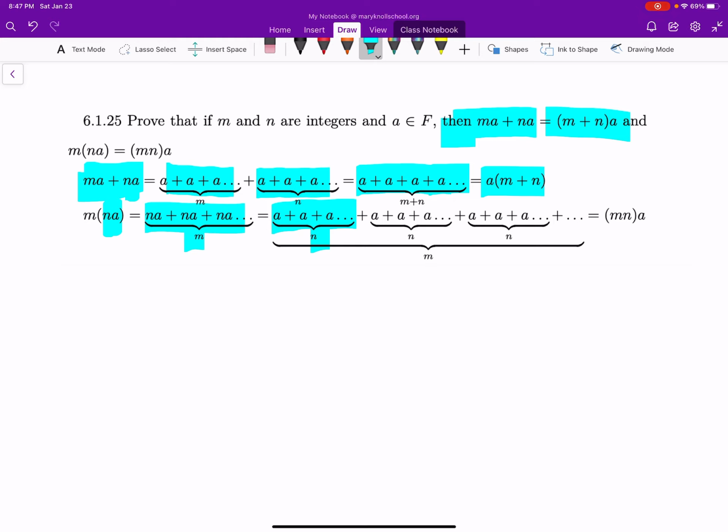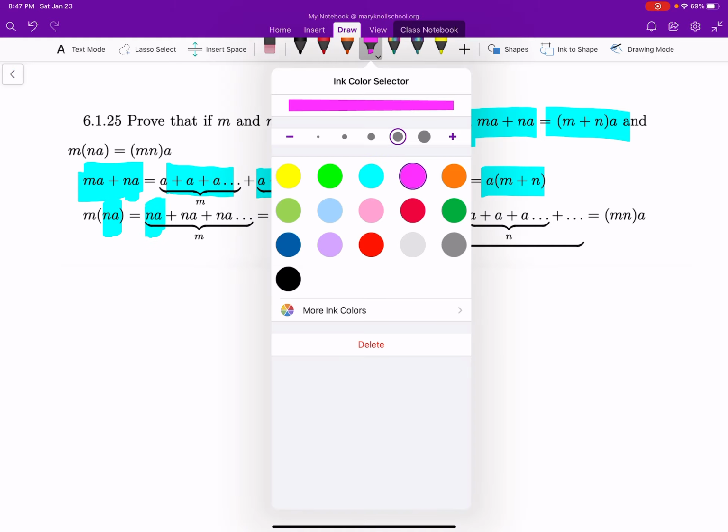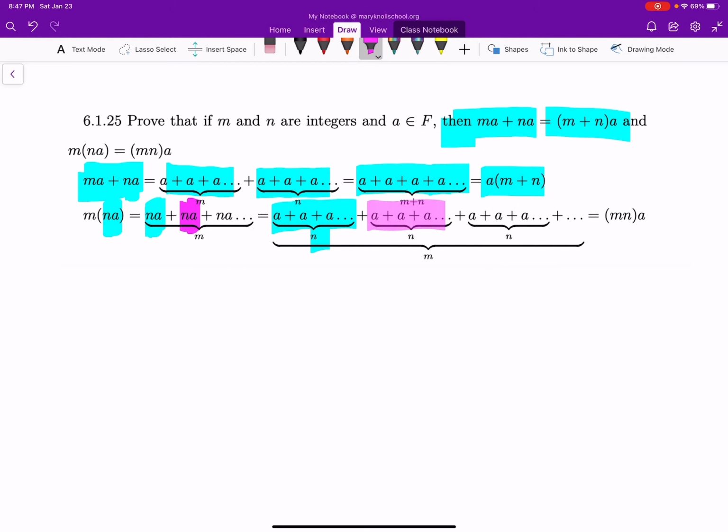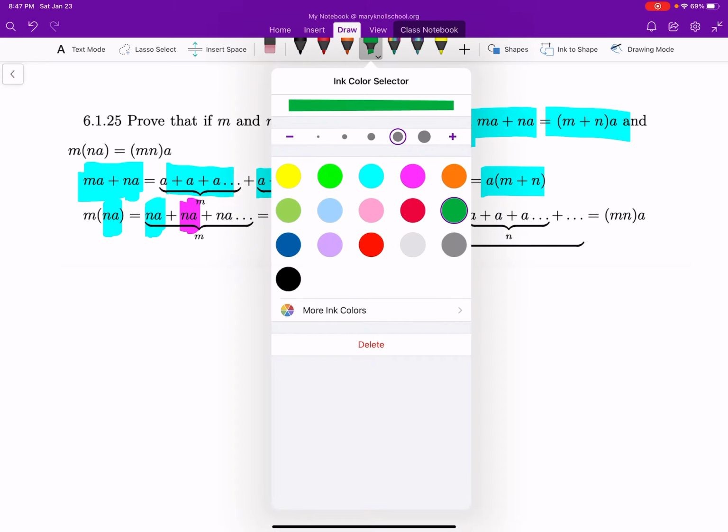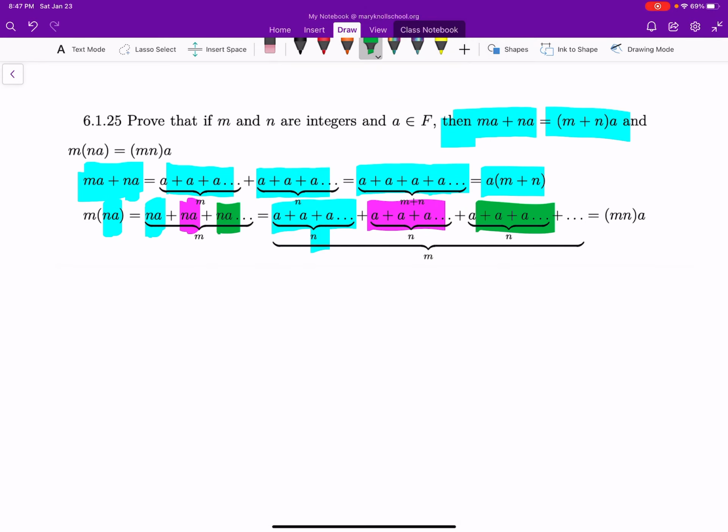And so likewise, we have this one corresponds with this one. This one corresponds with this one. And say this one corresponds with this one. So then we have n multiplied by itself n times m times. All right, so then what we have here is mn times a.